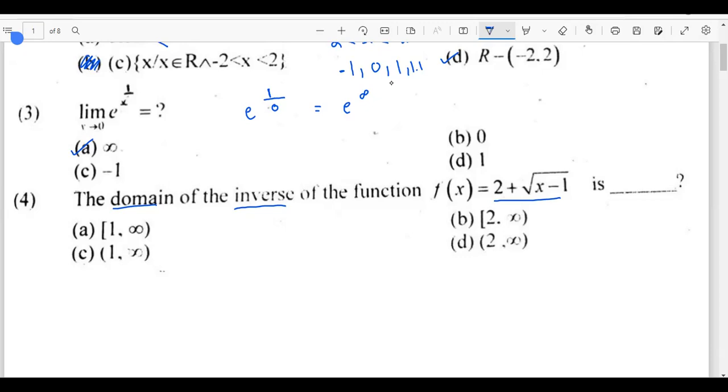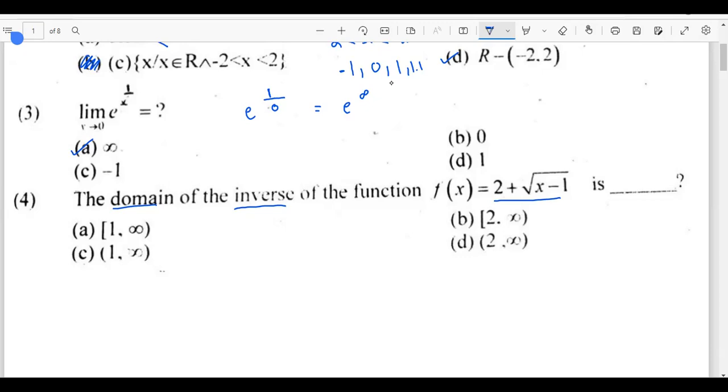We discussed such questions yesterday as well, where we had a function and its inverse, and I told you the domain and range would be used. So this is f of x, and we are talking about f inverse of x. Specifically, its domain. I do not have f inverse of x, but I do have f of x. What if I find the range of f of x? Because the range of f of x would basically be the domain of its inverse function.